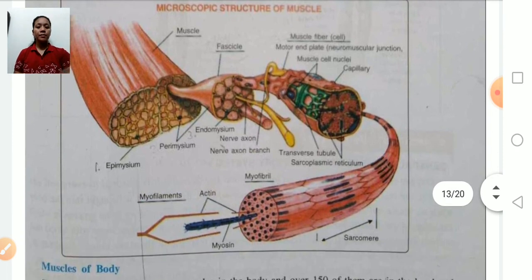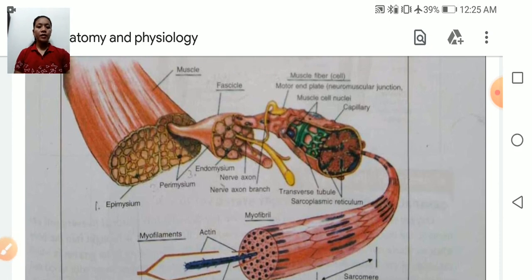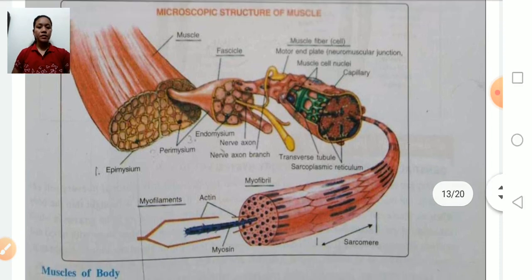And this is the diagram of the muscle. A group of muscles is covered by the epimysium. The epimysium surrounds every muscle, and then the group of muscle fibers is surrounded by the perimysium, and the endomysium surrounds the individual muscle fibers. And from here the myofibrils, in myofibrils there are two filaments, actin and myosin filament.